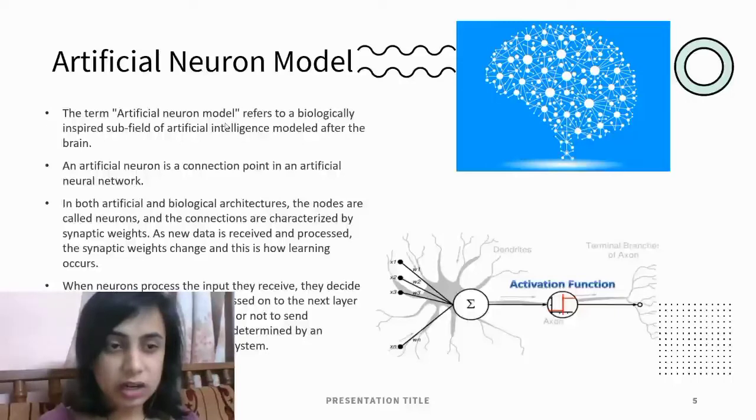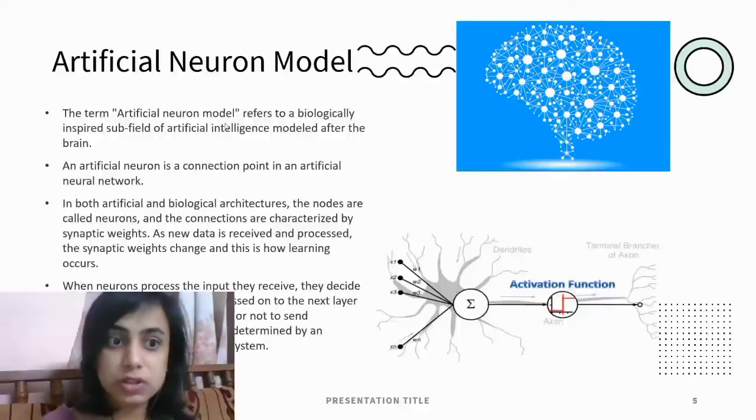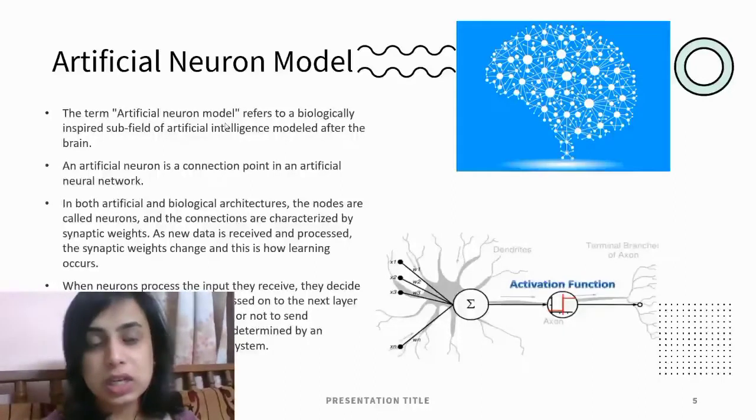So next we come to the artificial neural model. The term artificial neural model refers to a biologically inspired subfield of artificial intelligence that mimics our human brain in a computational manner. An artificial neuron is a connection point in an artificial neural model, and in both the biological and artificial structures, the nodes are called neurons, and the connections are characterized by synaptic weights. As new data is received and processed, the synaptic weights change, and this is how the learning of this model occurs.